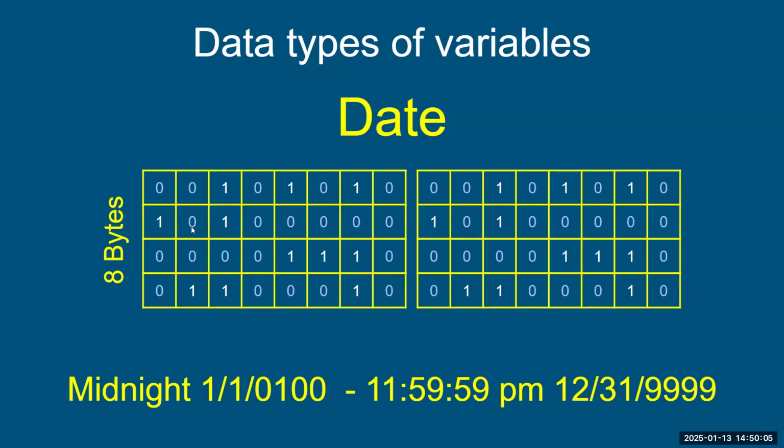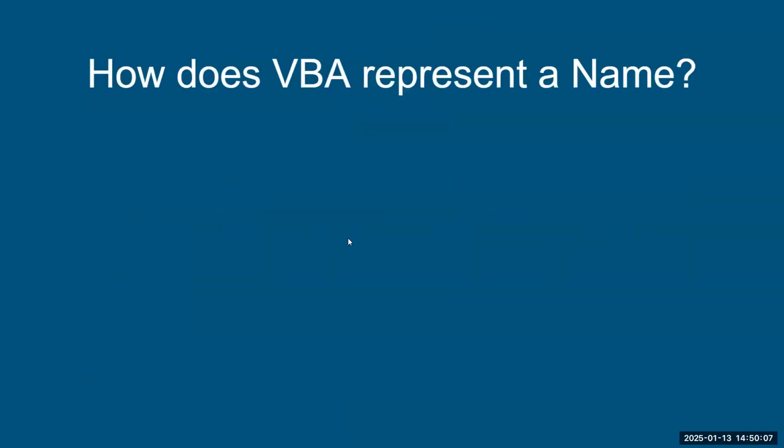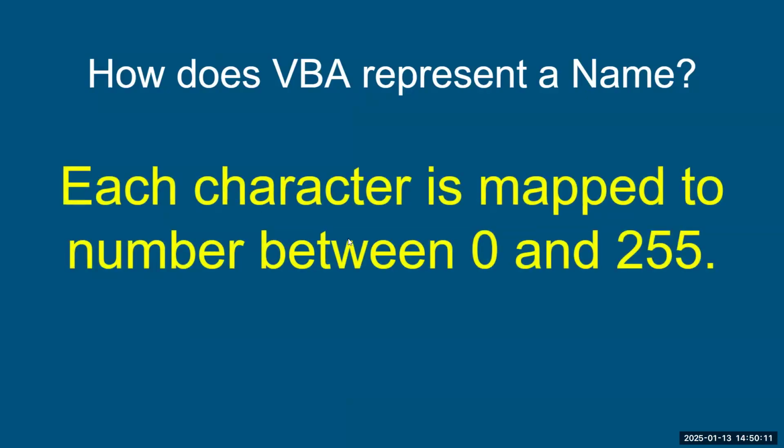And it's 8 bytes to keep track of that. Okay, so we've done numbers. What about names? How does VBA represent a name?